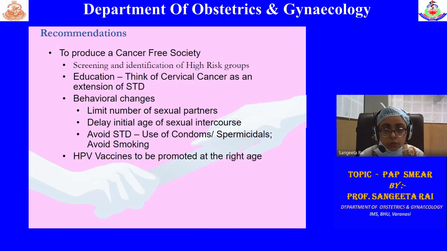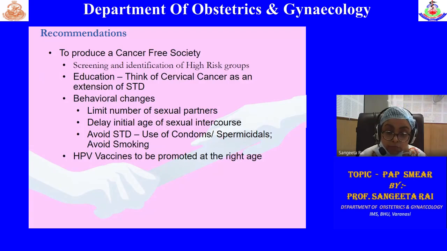To produce a cancer-free society, screening and identification of the high-risk groups is very much important. Education about cervical cancer and its prevention in the early stage is very much important. The behavioral changes are the most important counseling: the multiple partners should be reduced, the patient should be in a monogamous relationship, and delay sexual intercourse.